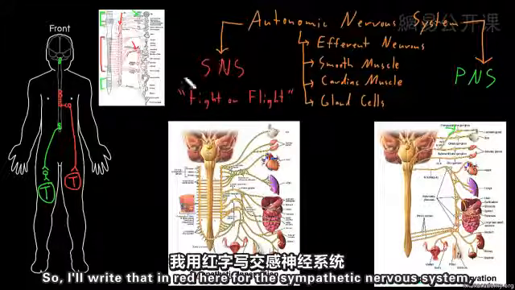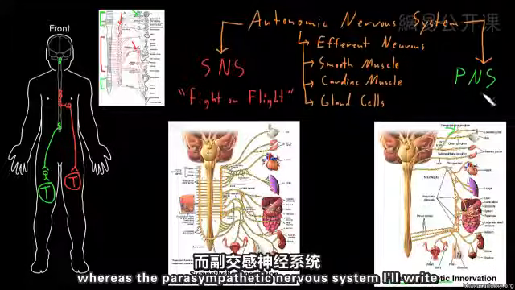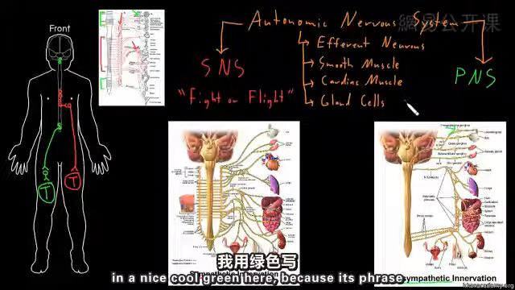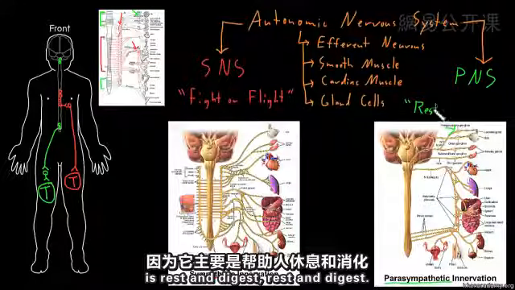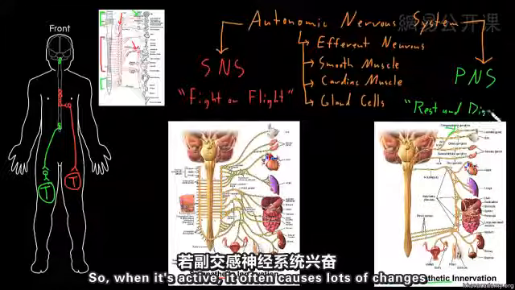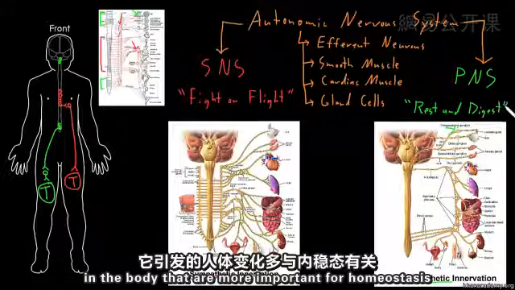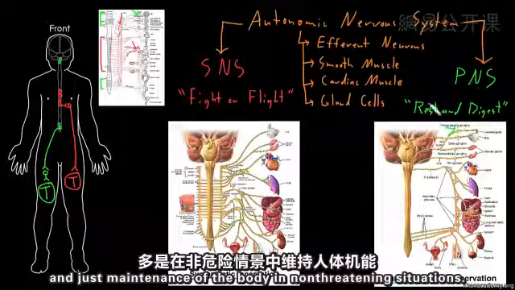So I'll write that in red here for the sympathetic nervous system, whereas the parasympathetic nervous system, I'll write in a nice cool green here, because its phrase is rest and digest. Rest and digest. So when it's active, it often causes lots of changes in the body that are more important for homeostasis and just maintenance of the body in non-threatening situations.